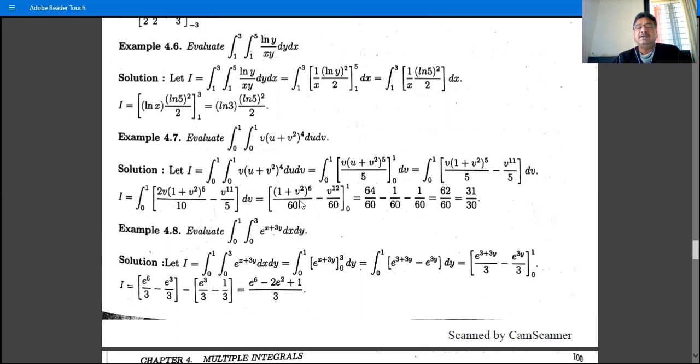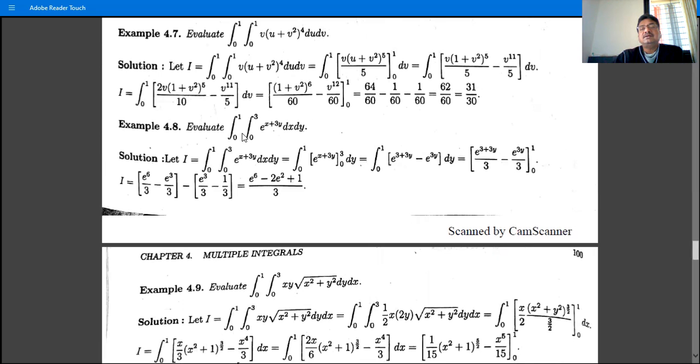So in order to integrate with respect to v, substitute 1 plus v square as t, and then 2v dv is dt, and therefore its integration is t raised to 6 by 6, then 10 into 6 is 60, then substitute t as 1 plus v square from 0 to 1. This is v raised to 12 by 12, 12 into 5 is 60. Value at the upper limit, this is the separate integration, finally this integration by substituting 1 plus v square as t.